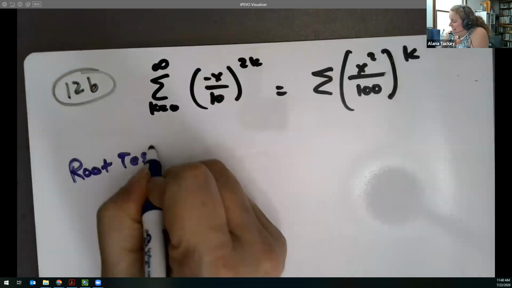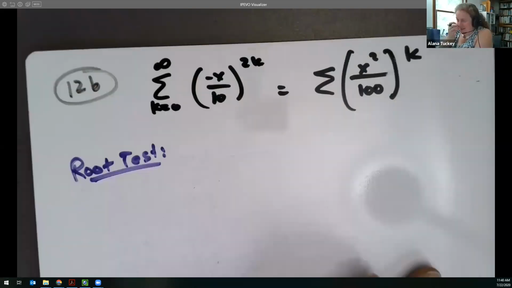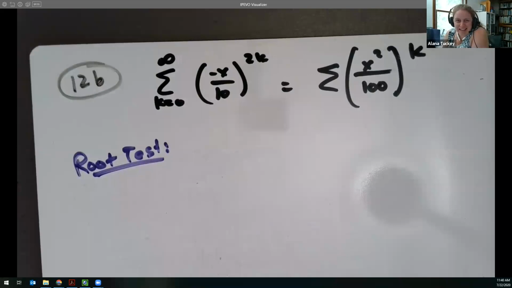Woo-hoo. I like it when we get to use the root test. We don't use it that often. I mean, we use the ratio test, what, 80, 85% of the time. But we use the root test every once in a while when it's just super obvious.